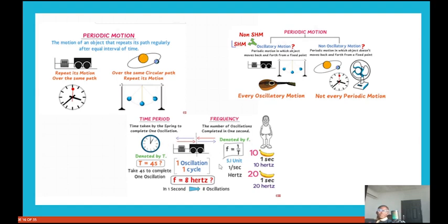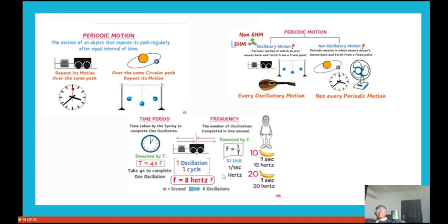Frequency, how frequent. So the number of oscillations that it completes in 1 second is called the frequency. One second it has completed one oscillation, another second it has completed another. The number of oscillations it can complete in 1 second is what is called the frequency, and this is the relationship. The unit of frequency is hertz, the unit of period is time.